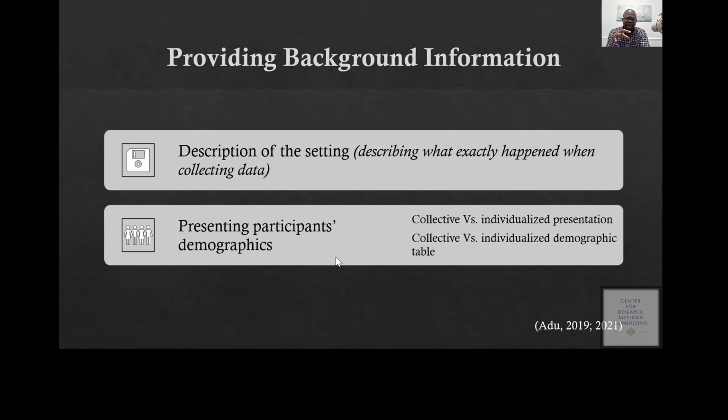So after presenting the description of the setting, you have to also present participant information, right? In terms of their demographics. And there are two options here. You can present it in a collective manner, or you can present it in individualized formats. So what is the collective format that I'm talking about? Let's say you focus on 5 participants and you are talking about gender. You can say that 2 out of 5 participants were males, right? So you are presenting the information in a collective manner.